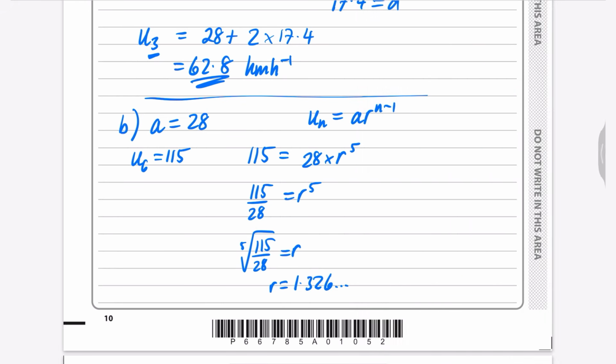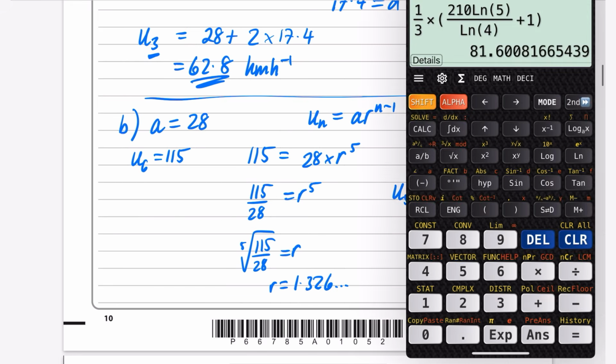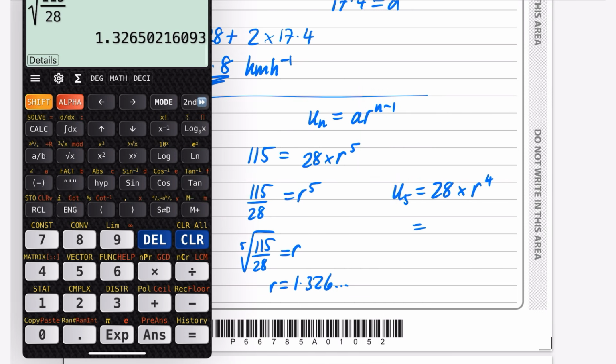Now, because we're trying to find out the fifth gear, we want to find out what u5 is. That is going to be a multiplied by r to the power of 4. Now, I've already got r on my calculator, so I'm just going to type in 28 multiplied by the answer to the power of 4, and we get 86.7 kilometers per hour.